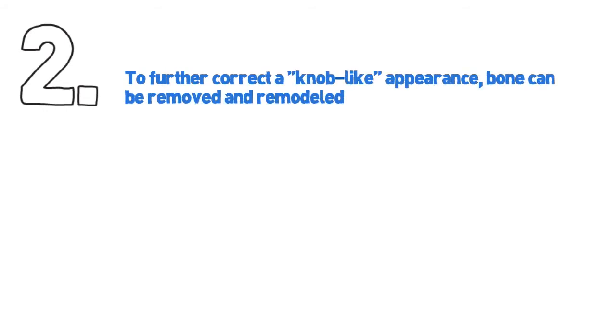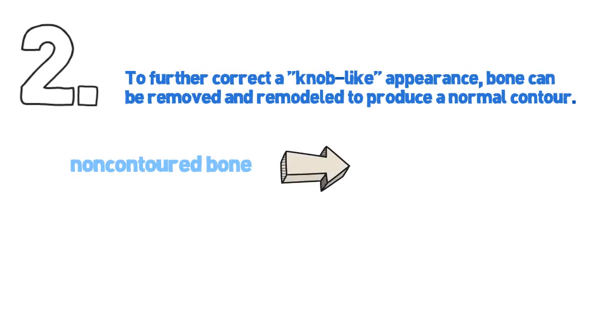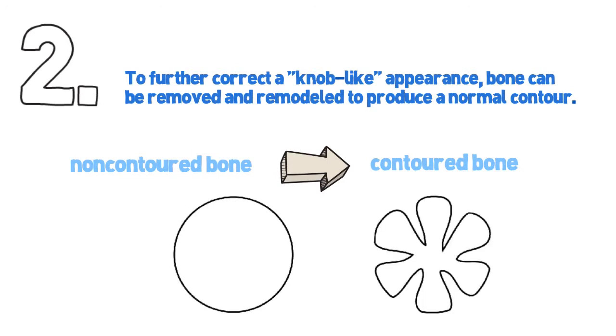Second, to correct the occipital knob as discussed before, surgeons can remove bone and remodel it to have a normal contour. Typically, this is done by removing a circular disc and cutting out pieces, resulting in a spoke-like appearance so that it will have the ability to be molded to the head.